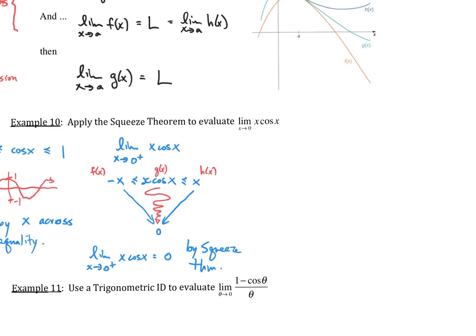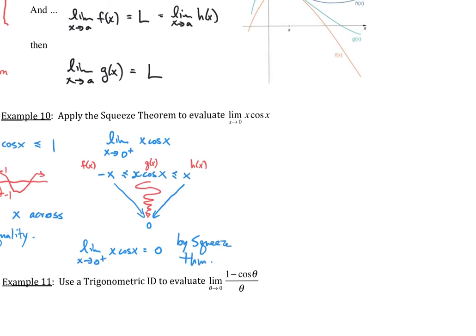So now I want to take a look at what happens if I come from the left. So when I come from the left, I'm going to have the limit as x approaches 0 from the negative side of x cosine of x. And this time, I'm going to multiply my inequality. Let me rewrite it. Negative 1 is less than or equal to cosine of x, which is less than or equal to 1. Remember, cosine is bounded between negative 1 and 1. But when I multiply by a negative number, that's going to reverse the inequalities.